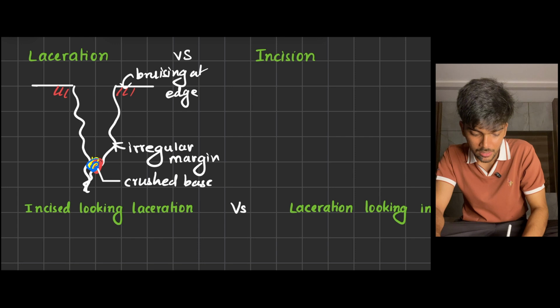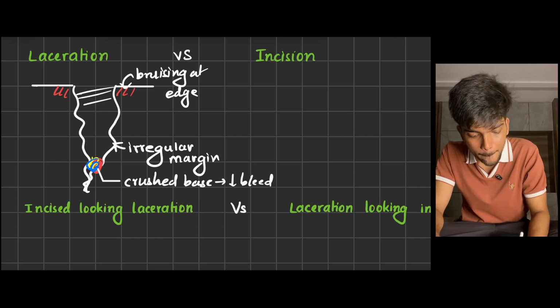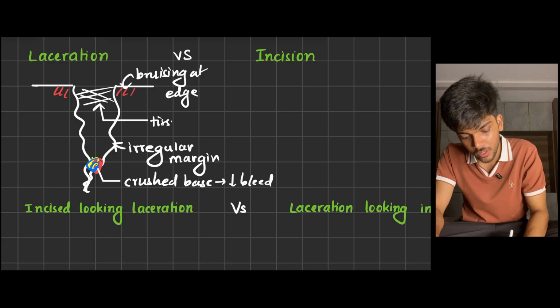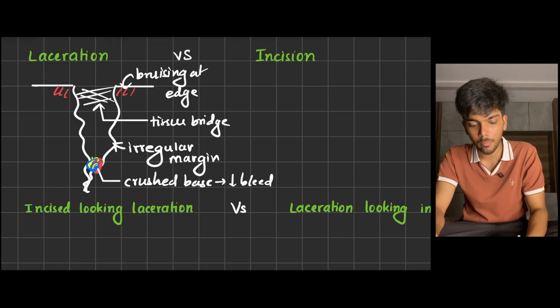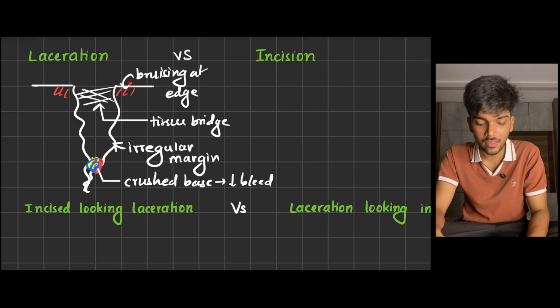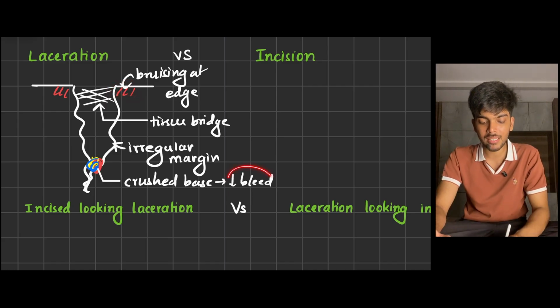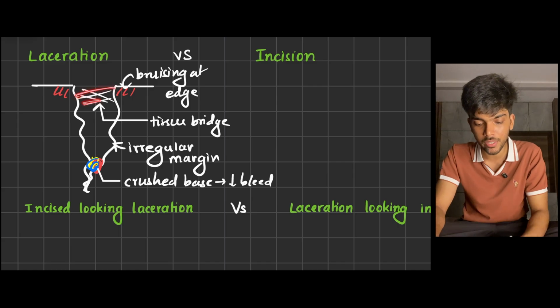Since the base is crust, the blood vessel is crushed and there is less bleeding, and tissue breaches. So there are four things. First, the margin is irregular. Second, the edge shows bruising. Third, the base is crust, so there is less bleeding. And fourth, there are tissue breaches.